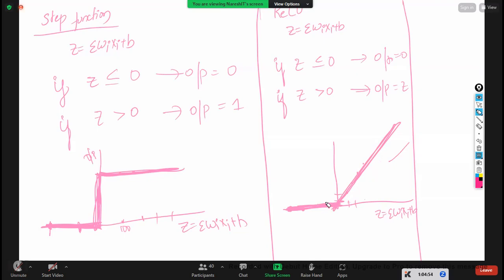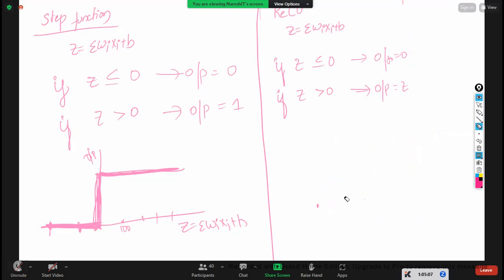Don't draw it like this multiple times, only one time. I'm showing it like this, but you don't draw it like this. And in the interview, they will ask you 100% for the diagram of the ReLU function also. That is how important it is.